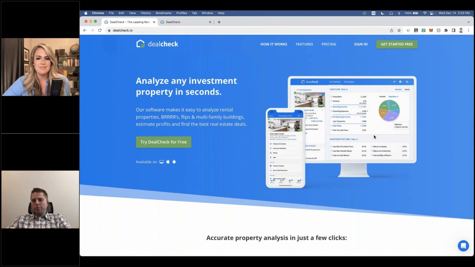So we build a lot of help tools and glossaries and that sort of thing inside our software to help with that. So just a quick intro here. You can create an account. Anybody can create an account at dealcheck.io.